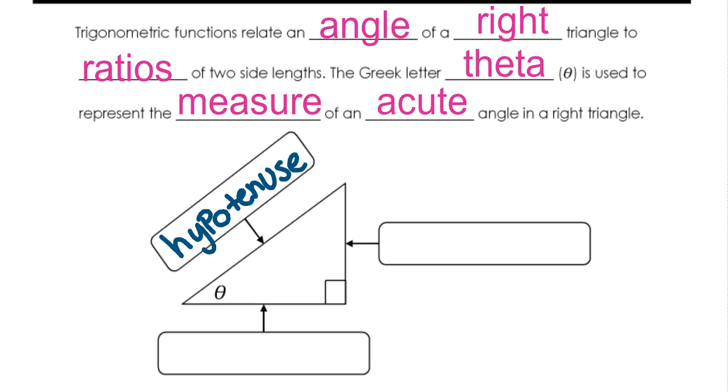And then the other two are the two that we can kind of label based on where that theta is. So since theta is in that bottom left corner, that side that's across from it is called our opposite side. And the side that's next to it, that's not the hypotenuse, is called the adjacent side. So the two sides that make up that theta angle are the adjacent and the hypotenuse, and then the other third side is called the opposite side. So we take those sides and we put them into ratios based on that angle of theta.